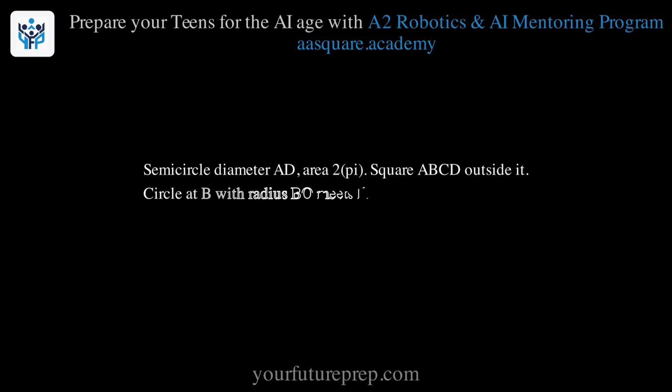Problem 9. Let O be the center of a semicircle with diameter AD and area 2 pi. Square ABCD is drawn externally to the semicircle. A new circle centered at B has radius BO, extending BC. This new circle meets line BC at P. What is the length CP?